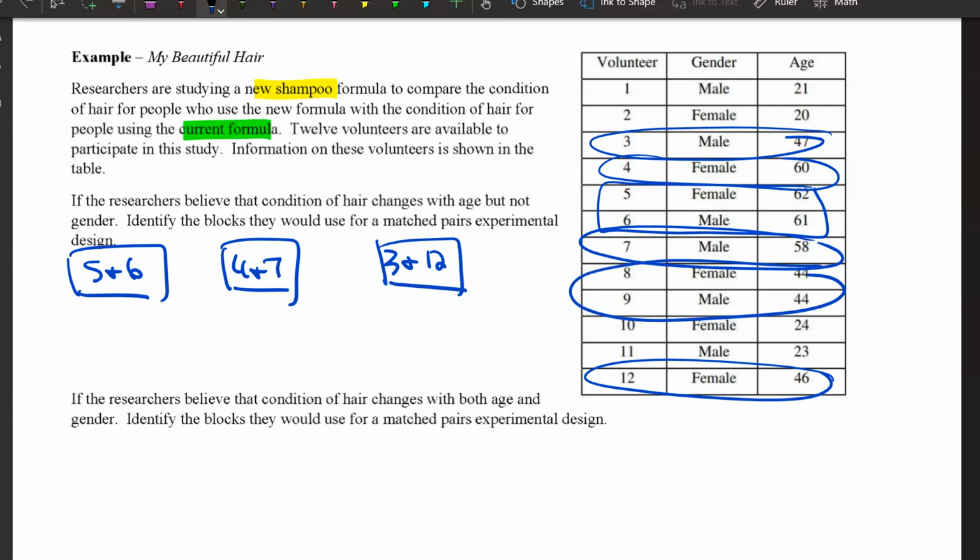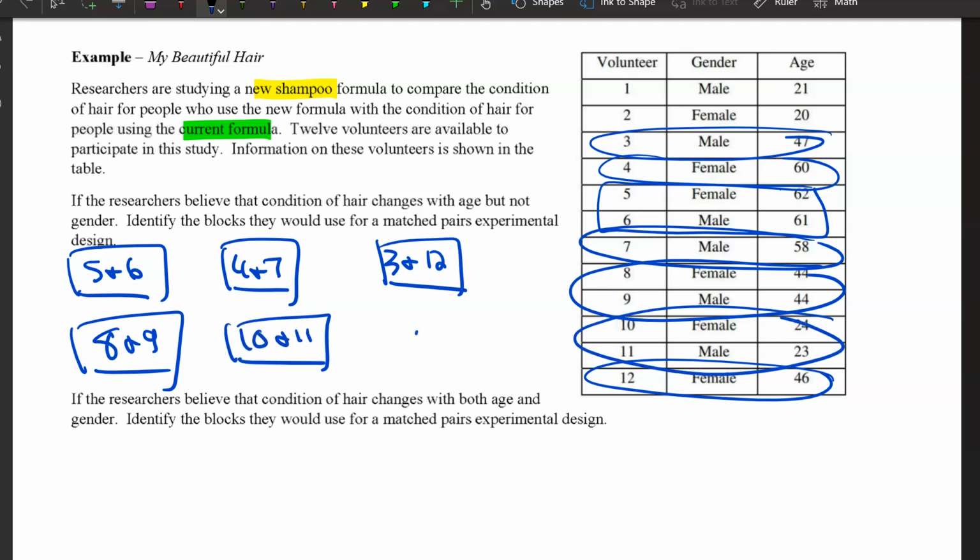Then that would be these two next, 8 and 9, because they're both 44. Then we got the young people, 10 and 11. And then 1 and 2, because they are the youngest. So we would randomly assign the new shampoo to one and the old shampoo to the other, and we would just say, let's see how their hair compares. Okay?